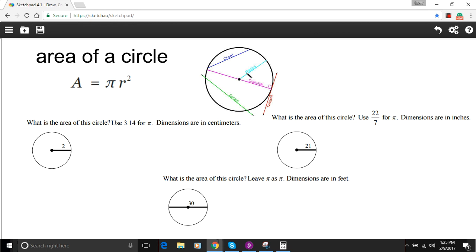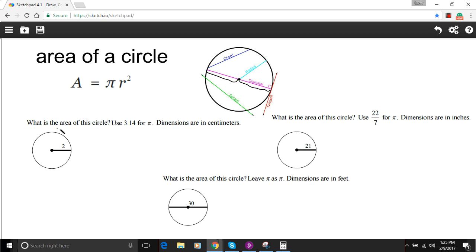A radius goes from the center out to the edge of the circle. And a diameter is actually twice as long as a radius. So this right here is another radius. This is a radius. So you have to be careful when you're doing these problems that you're getting the radius to plug into this formula and not the diameter. But otherwise, it should be pretty simple. If you've got a calculator, this shouldn't be too hard.